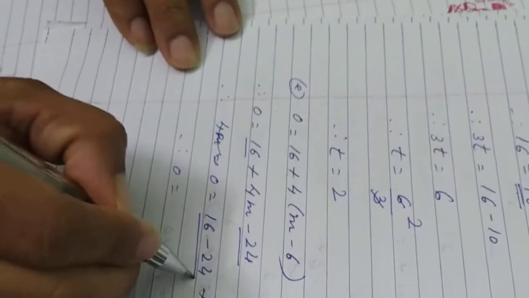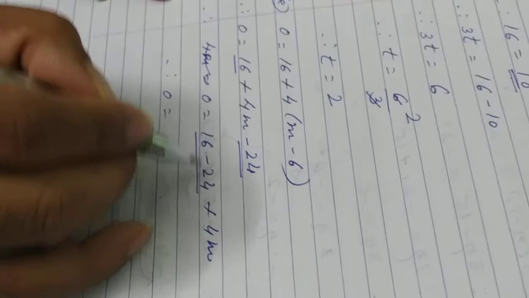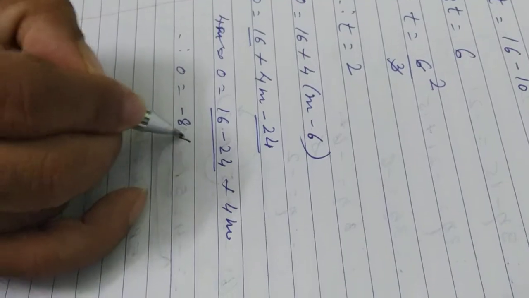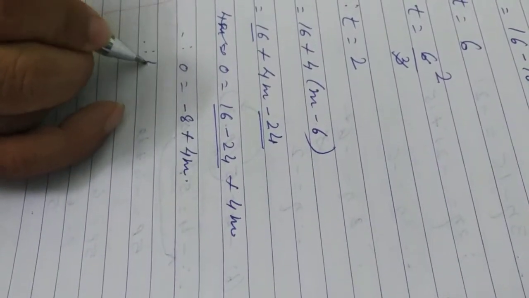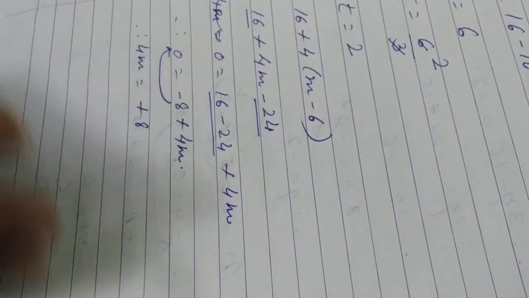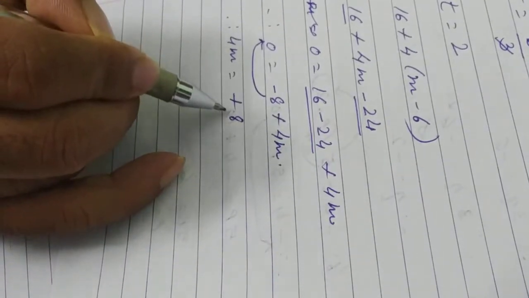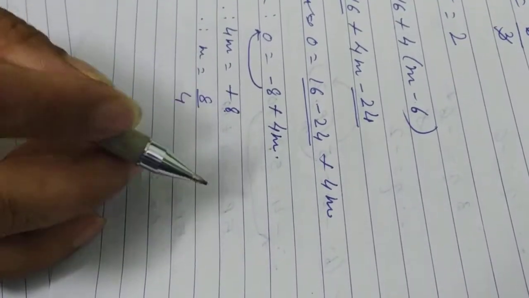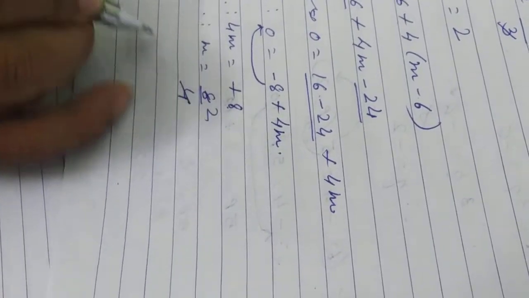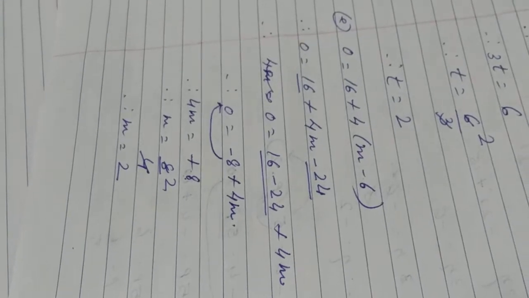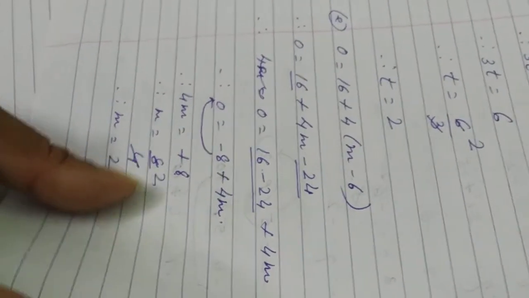Therefore 0 is equal to, now 16 minus 24. So 24 minus 16, what we get? 8 with sign minus plus 4m, right? Therefore 4m is equal to plus 8. See, minus 8 is transposed over here, right? So minus becomes what? Plus. Therefore m is equal to 8 upon 4. So 4 how many is 8? 4 twos are 8. Therefore m is equal to 2, which is the required solution. Understood? Good. Now example number 4.